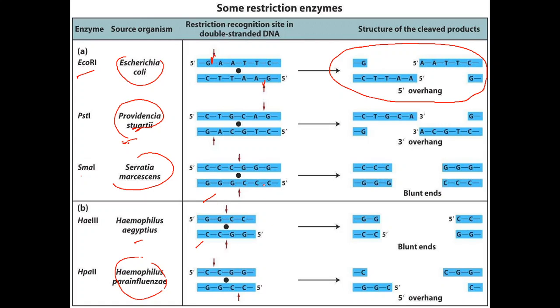For example, this one from Serratia marcescens cuts here. This Haemophilus aegyptius cuts at this portion. So this is the resulting cut strand. But the thing is that there are different types of restriction enzymes that have been derived from different sources, different types of bacteria. Okay?